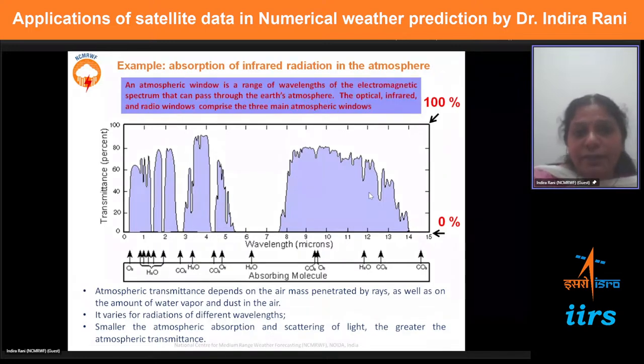The atmospheric window is a range of wavelengths in the electromagnetic spectrum that can pass through the Earth's atmosphere. There are atmospheric windows for optical, infrared, and radio waves, comprising three main atmospheric windows. What is shown here is only for the infrared atmospheric window.